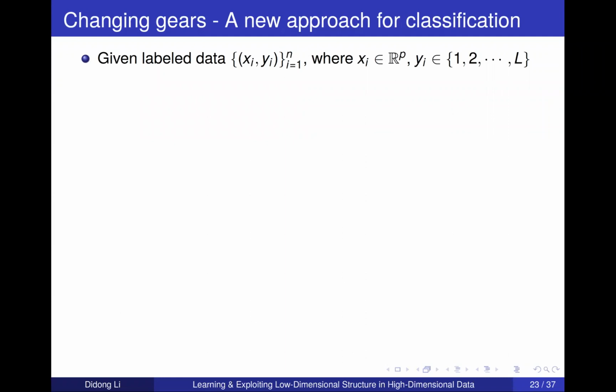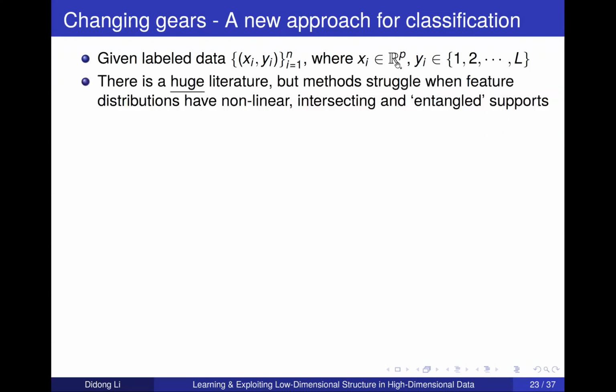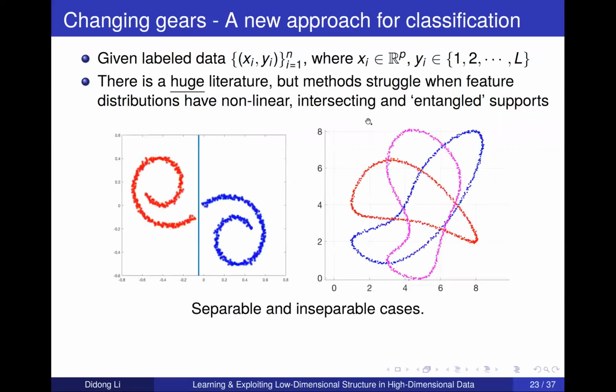So given labeled data xi, yi, where y is the label in classes 1 to L, and xi is in high-dimensional space Rp. There's a huge literature on classifiers, but methods struggle when the feature distributions have nonlinear, intersecting and entangled support, for example in this second panel. The first one is linearly separable, so it's very simple. But in the second one, each color represents a class, and you can see that the supports of the three classes intersect with each other.